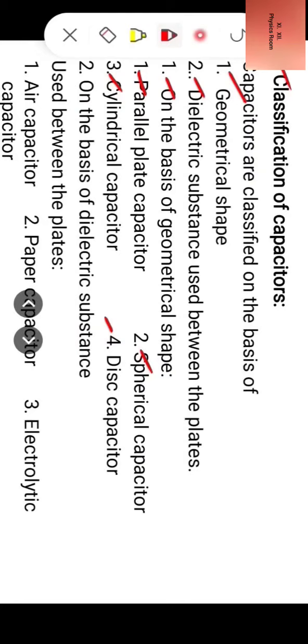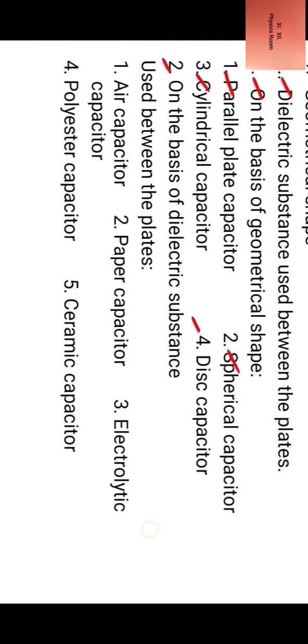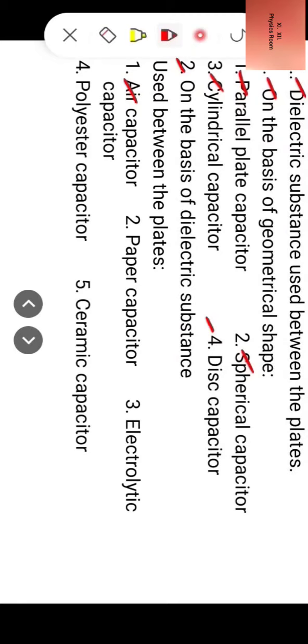And number 2, on the basis of the dielectric substance used between the plates, we come across number 1, air capacitor, where air is used as dielectric. Number 2, paper capacitor, where paper is used as dielectric. Number 3, electrolytic capacitor, where electrolyte is used as dielectric. Number 4, polyester capacitor, where polyester is used as dielectric. Number 5, ceramic capacitors, where ceramics are used as the dielectric substance between the plates.